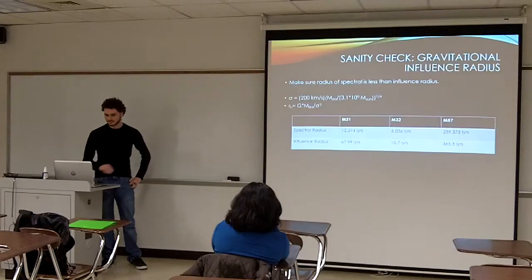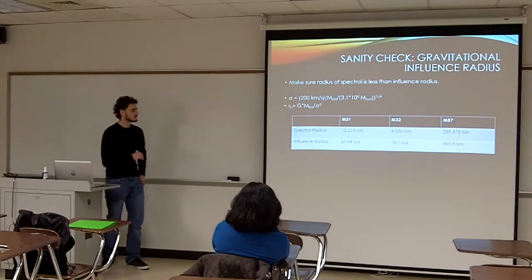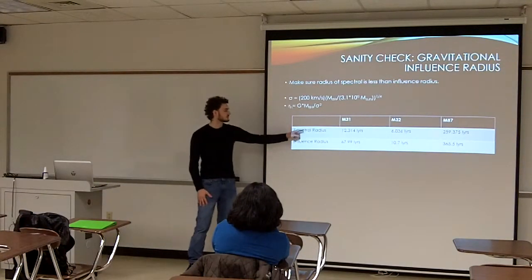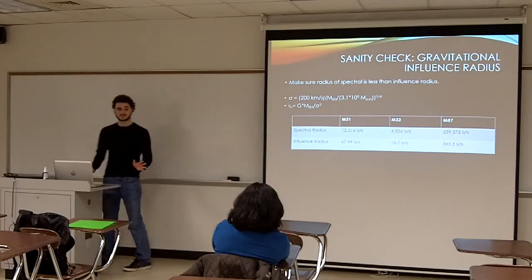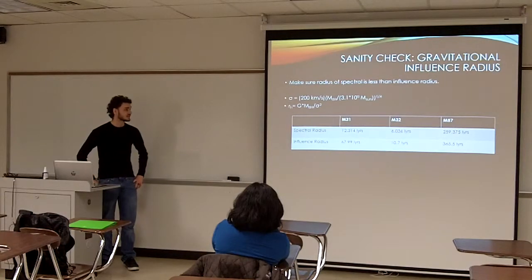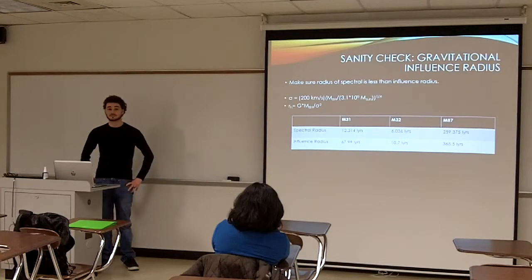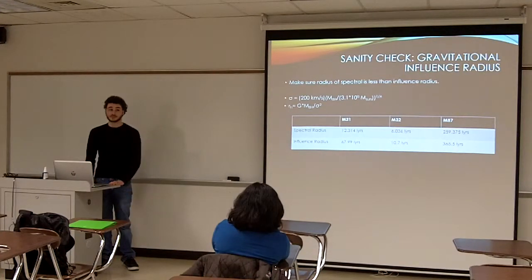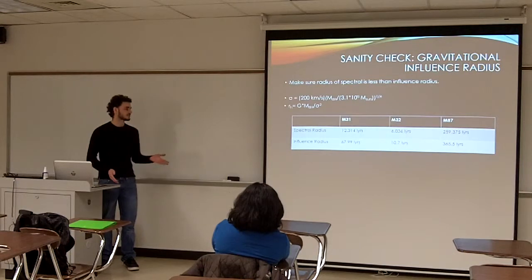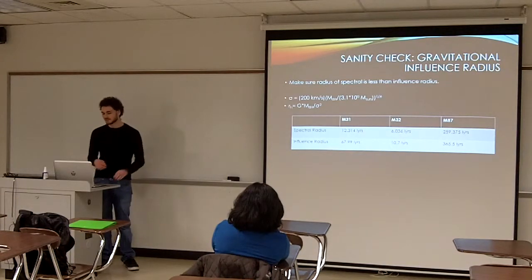Using that, I got some numbers that I put here. Now, as a sanity check to make sure I'm not doing anything too crazy, I decided to also calculate the influence radius of the massive black holes in the centers of these galaxies. Obviously the radius I'm getting should be less than that, otherwise the gas and stars I'm trying to observe wouldn't actually be affected by the black hole.